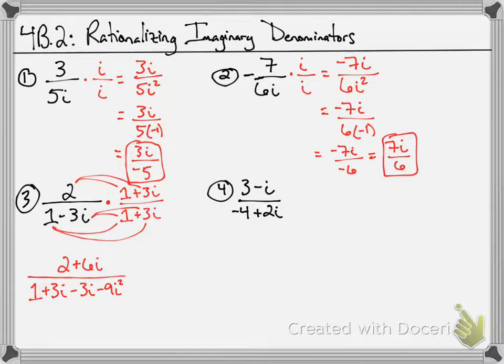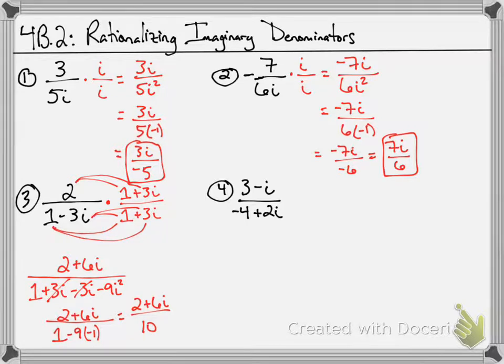So if I look at this, I'll notice in my denominator, positive 3i and negative 3i cancel. And I can also reduce this a little bit. Remember, your i squared is the same thing as negative 1. So I could have 2 plus 6i over 1 minus 9 times negative 1. I can simplify a little bit further: 1 minus 9 times negative 1 ends up being 1 plus 9, which is 10.